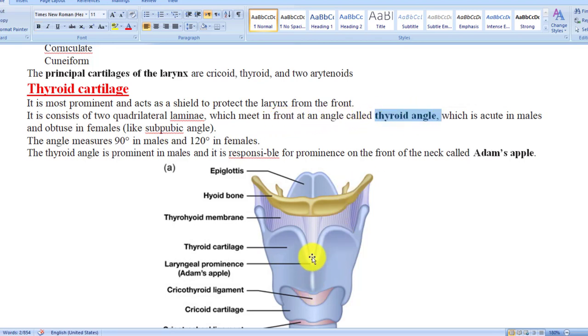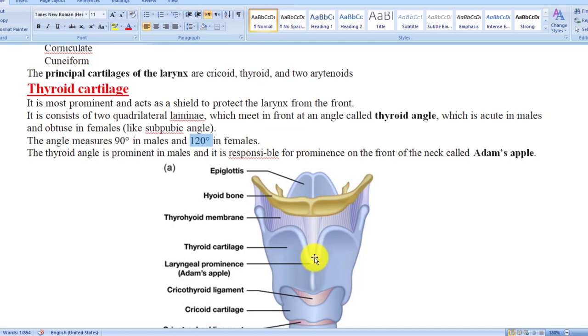This part anteriorly is called the thyroid angle. This is one lamina and this is the other lamina. The right lamina and the left lamina both meet each other at the thyroid angle, which is an acute angle in males and obtuse in females, like the suprapubic angle. Acute means it's smaller in males, and obtuse means relatively larger in females, right? The angle measures 90 degrees in males and 120 degrees in females.